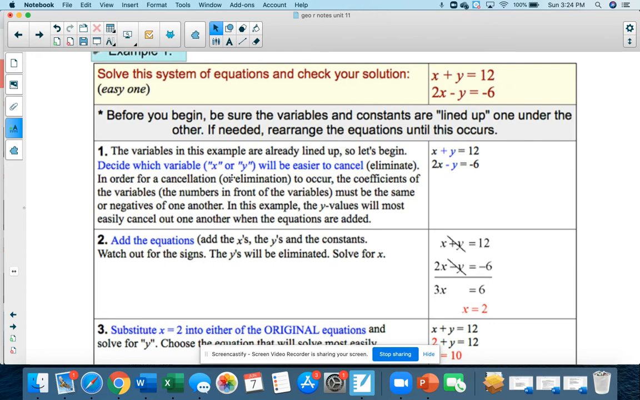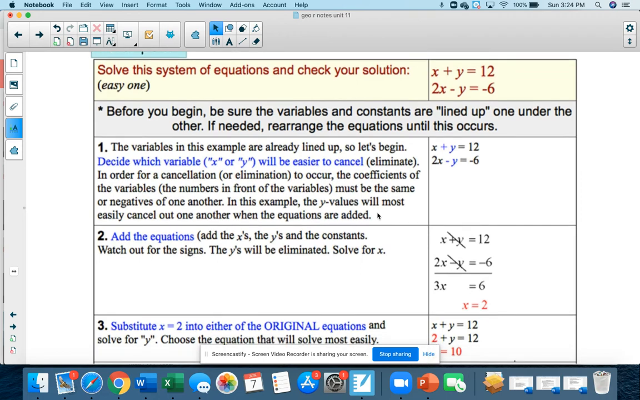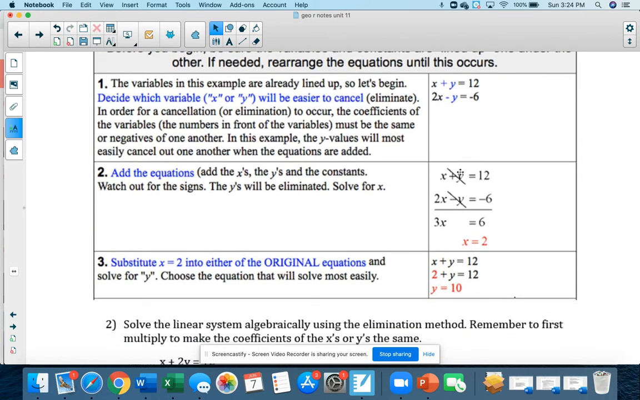So let's begin. Decide which variable, x or y, would be easier to cancel or eliminate. In order for that to work, the coefficients of the variables, the numbers in front, must be the same or negatives of one another. In this example, the y values will most easily cancel out one another when the equations are added. So I'm going to take these two equations and add them together.